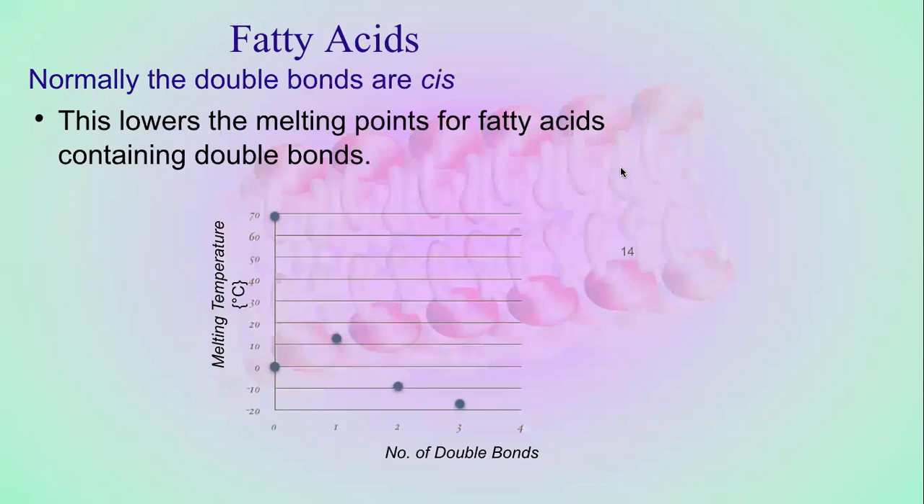When we look at double bonds, though, we can see why they tend to be liquids at room temperature and not solids. And it's because of those double bonds. So here, instead of the number of carbons on the x-axis, we're actually looking at the number of double bonds versus the melting temperature. So as we increase the number of double bonds in the fatty acid, you can see the melting temperature decrease. And so at this point, you pretty much have a liquid.